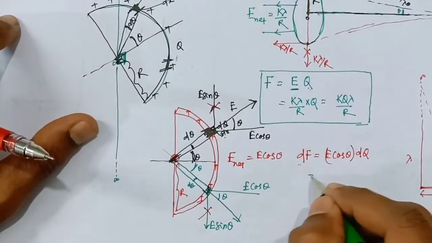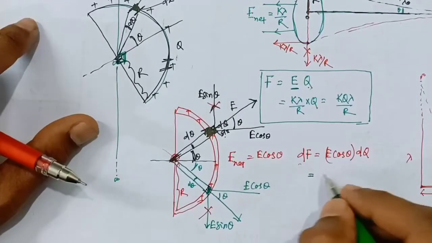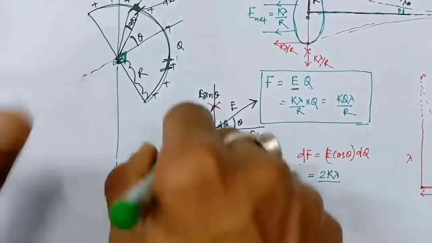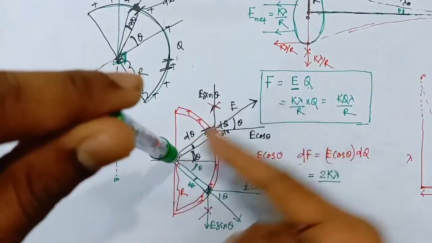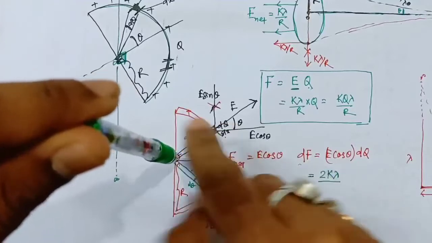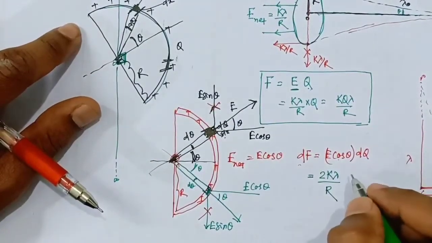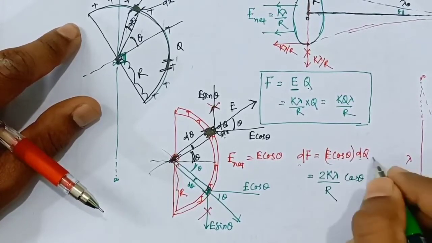What is the expression of E? The expression of E is 2kλ/r, because this is an infinite rod, and this is the length r. So 2kλ/r cos θ, this is cos θ.